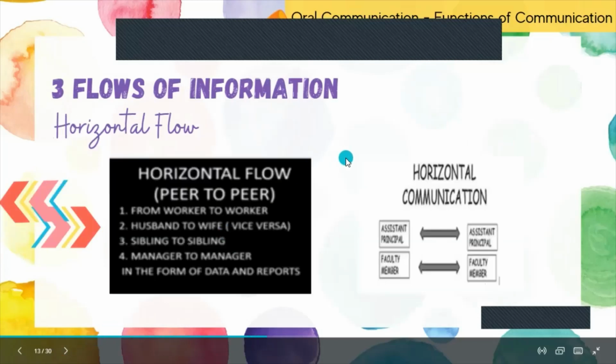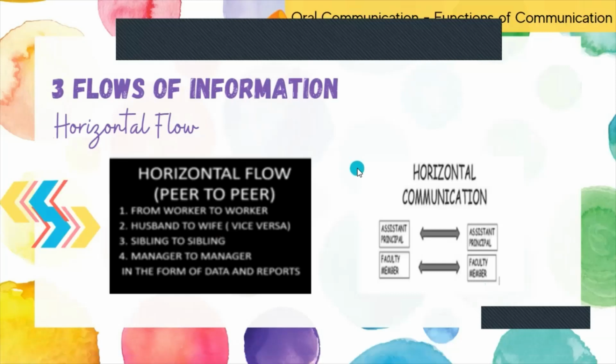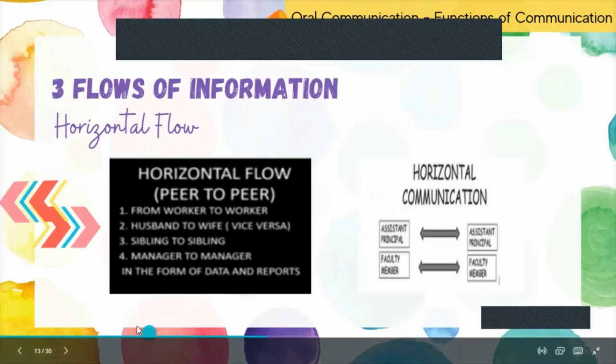Lastly, we have the horizontal flow. This is where communication happens from a worker to a worker, or husband to wife, a sibling to a sibling, manager to manager. This is in the form of data and reports. Also, horizontal flow can be known as peer-to-peer communication.